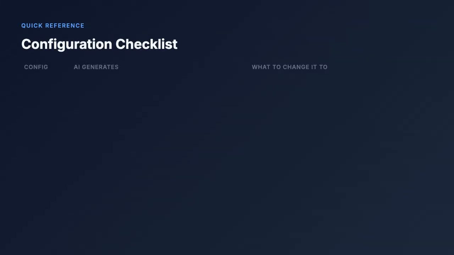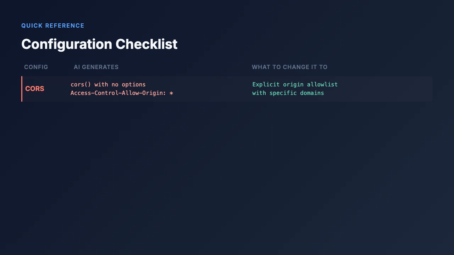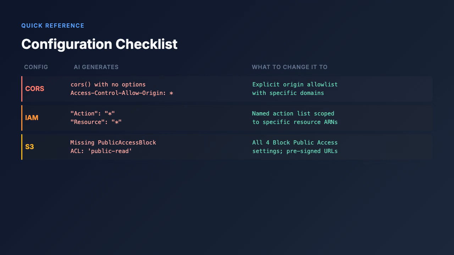Here's your configuration checklist to review after every AI coding session. For CORS, AI generates CORS with no options or Access-Control-Allow-Origin star. Change it to an explicit origin allow list with specific domains. For IAM, AI generates Action star, Resource star. Change it to a named action list scoped to specific resource ARNs. For S3, AI skips the public access block configuration and uses ACL public read. Change it to all 4 block public access settings enabled with pre-signed URLs for file access.